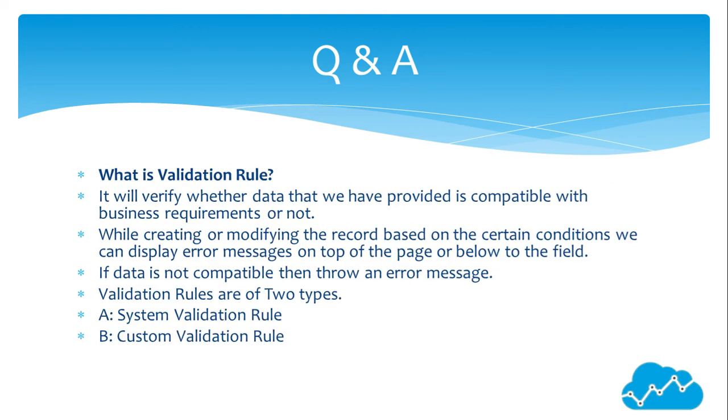What is a validation rule? It will verify whether the data that we have provided is compatible with business requirements or not. While creating or modifying a record, based on certain conditions, we can display error messages on top of the page or below the field. If data is not compatible, then throw an error message. Validation rules are of two types: system validation rule and custom validation rule.